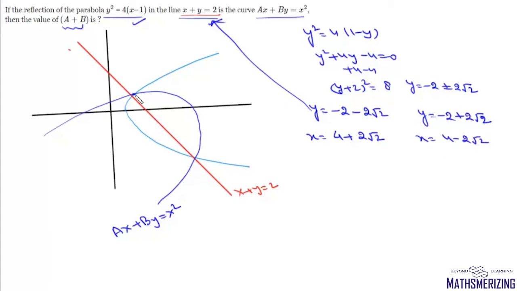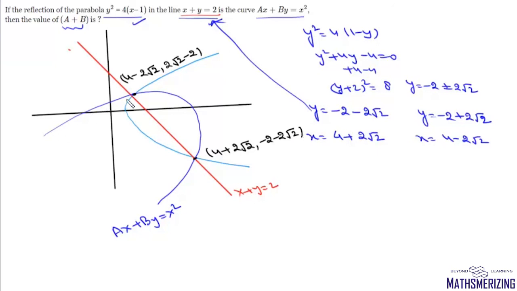So we have these 2 points of intersection. This point is (4 minus 2 root 2, 2 root 2 minus 2), and this point of intersection is (4 plus 2 root 2, minus 2 minus 2 root 2).